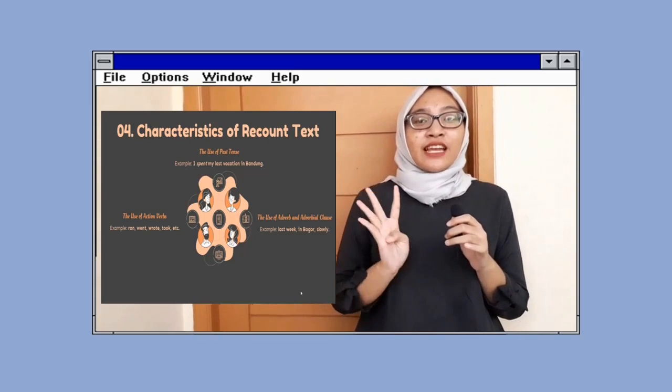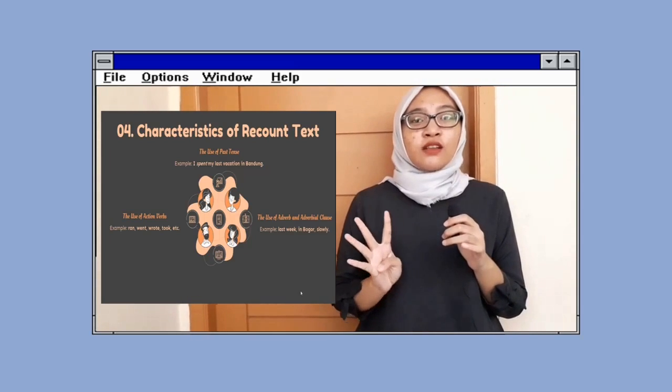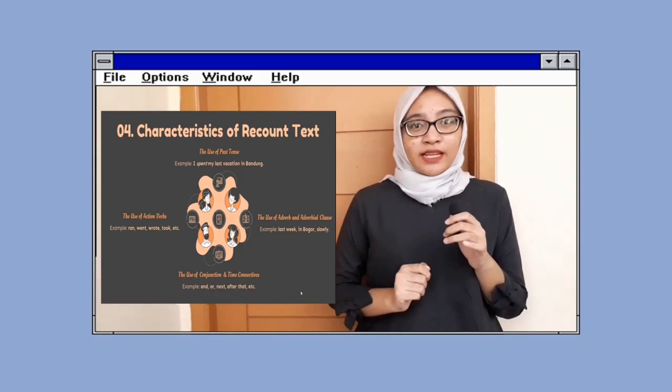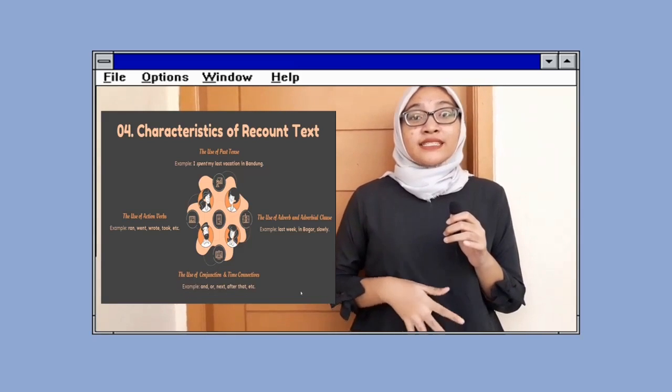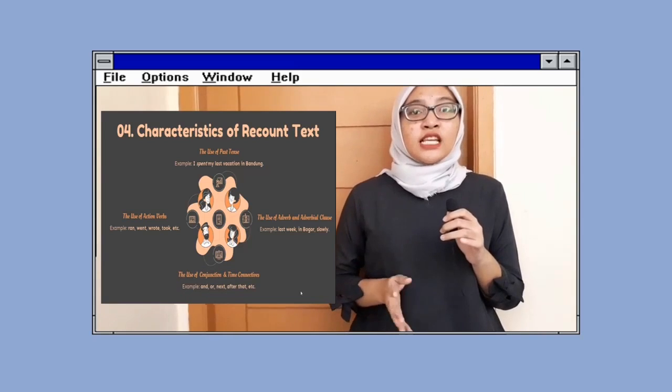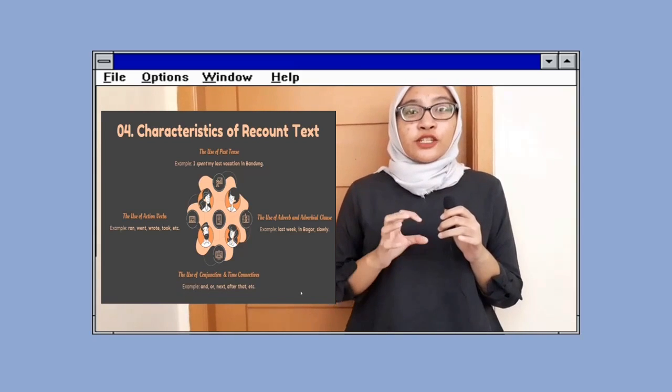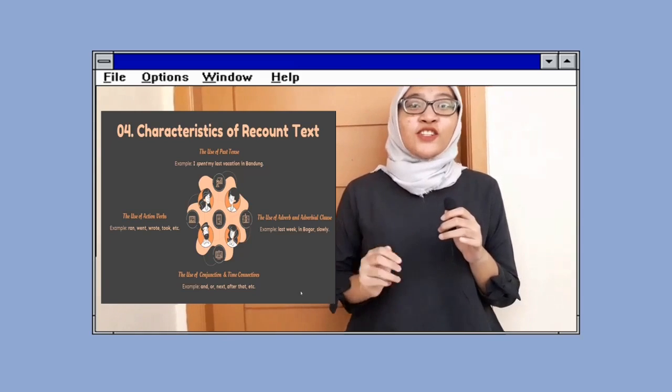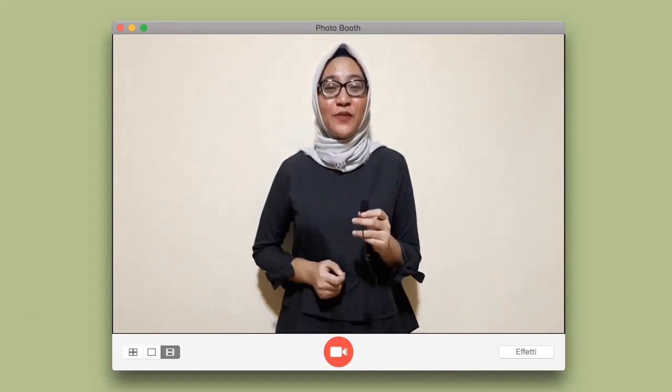And the fourth characteristic is the use of conjunctions and time connectives. Because recount text has a sequence of events, it will need conjunctions and time connectives to express events in chronological order. Okay, class, that's it for today's video.